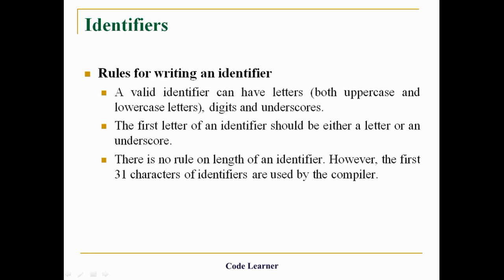The third rule says that there is no rule on the length of an identifier. However, the first 31 characters of identifiers are used by the compiler. Normally, the first 31 letters are taken by the compiler for the identifier name.